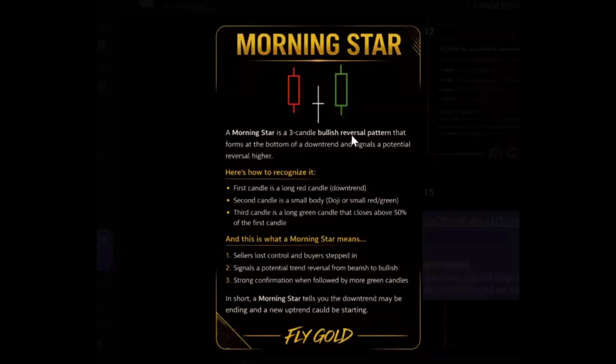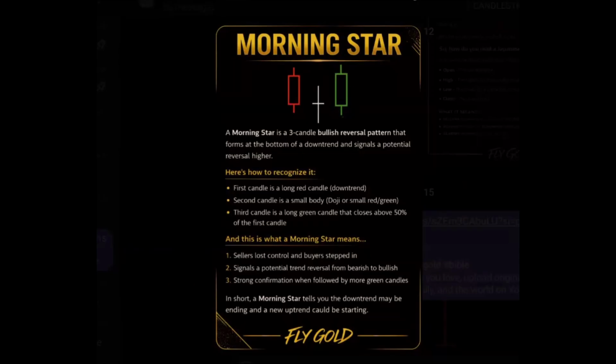A morning star is a 3 candle bullish reversal pattern that forms at the bottom of a downtrend and signals a potential reversal higher. Yeah, and I pretty much said this. First candle is a long red candle. Second candle is indecision. Third candle is a long green candle that closes above 50% of the first candle. They're just going to be about equal lengths. It means the sellers lost control and buyers stepped in. Signals a potential trend reversal from bearish to bullish. Strong confirmation when followed by more green candles.